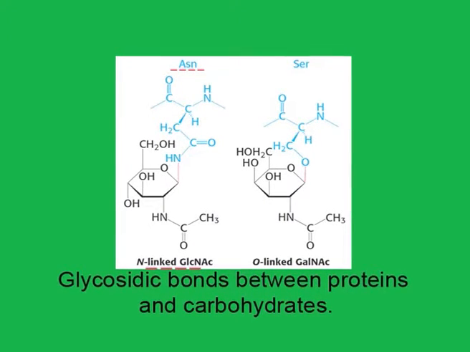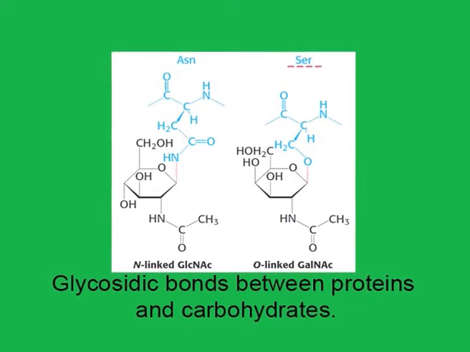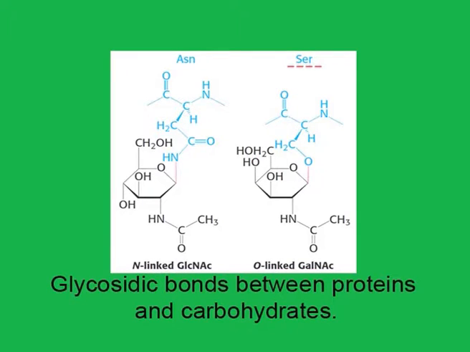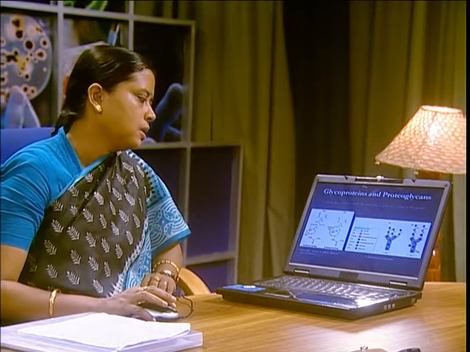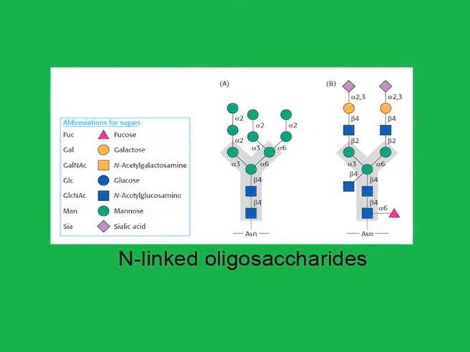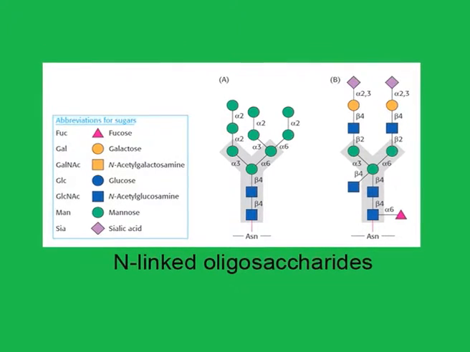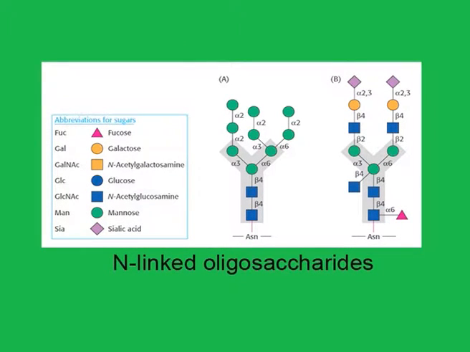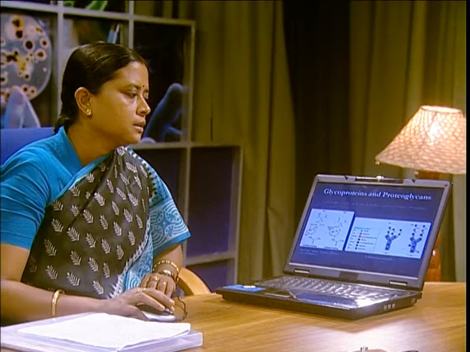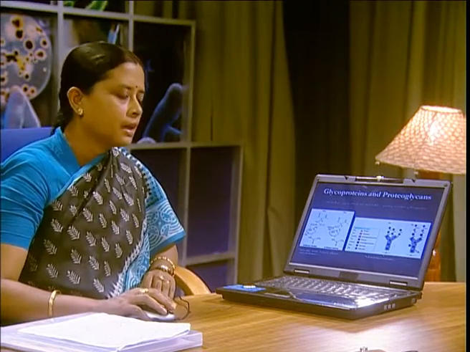In N-linked glycosidic bonds between proteins, the asparagine amino acid is involved, and in O-linked glycosidic bond formation, the serine residue of the protein is used, forming the O-linked N-acetyl glycosidic bond. In N-linked glycosidic bonds, the entire oligosaccharide moiety has been attached to asparagine, forming the glycoproteins.